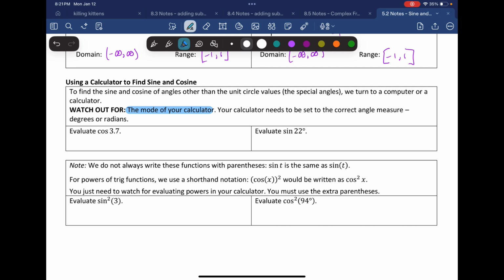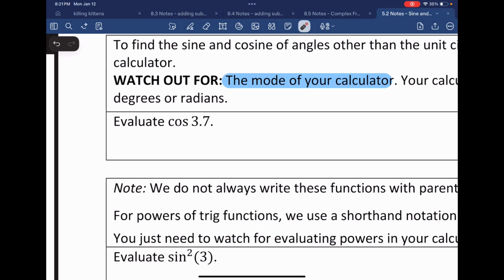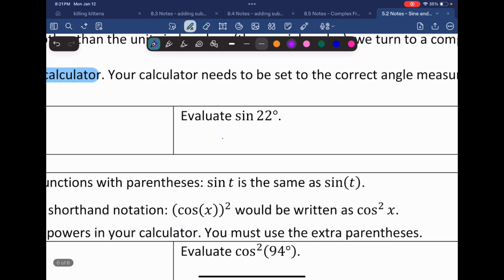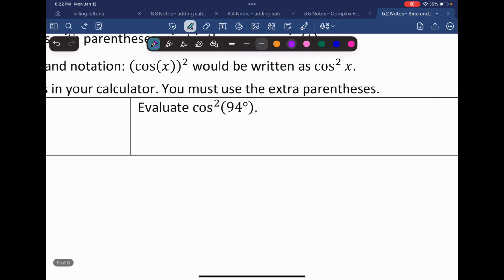Okay, you need to be in the correct angle measure, degrees or radians. Well, how do you know which one's which? Degrees have a degree sign, radians don't. So this first one, radians. I don't have a degree symbol. Sine 22 degrees, that's a degree symbol. Sine squared of 3, that's radians. I don't have a degree symbol. Cosine squared of 94 degrees, degrees, because I have a degree symbol.